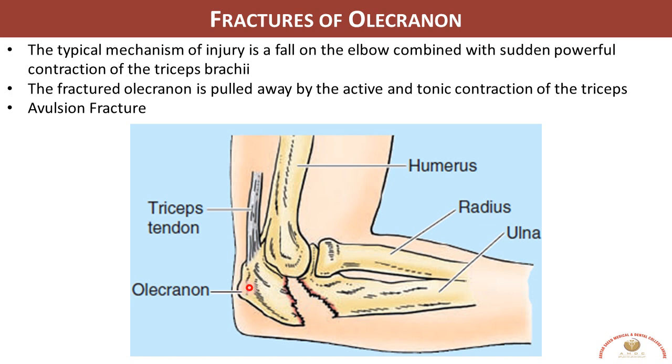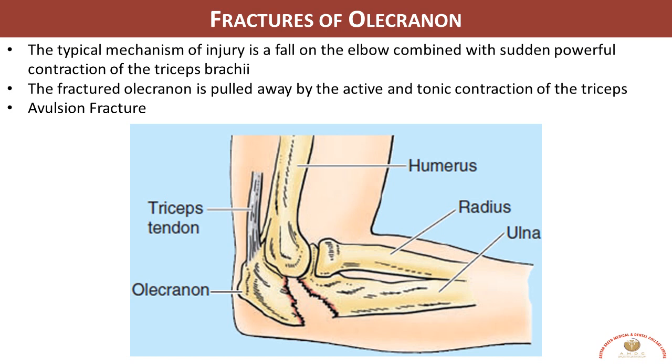The fractured olecranon is pulled away by the active and tonic contraction of the triceps, and the injury is often considered to be an avulsion fracture. Because of the traction produced by the tonus of the triceps on the olecranon fragment, pinning of the bone is usually required. Here you can see that the olecranon process is avulsed outward. As for the treatment of the fracture of olecranon, often a cast must be worn for an extended period of time. Why? Because healing occurs slowly in case of olecranon process, as it is subcutaneous and has less blood supply.